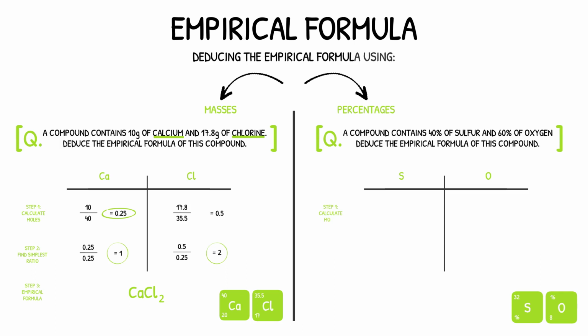Next, we calculate the number of moles. The calculation for sulfur is equal to 40 divided by 32, which gives us 1.25 mole. And the calculation for oxygen is equal to 60 divided by 16, giving us 3.75 mole. Then we divide our values by the smallest value to find the simplest ratio. The smallest value is 1.25, so 1.25 divided by 1.25 is equal to 1, and 3.75 divided by 1.25 is equal to 3. The empirical formula of this compound contains 1 sulfur atom for every 3 oxygen atoms. The empirical formula for this compound is SO3.